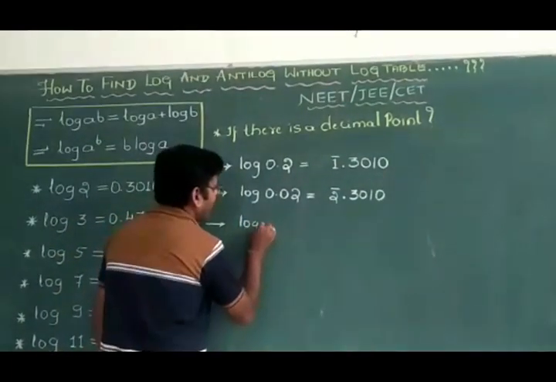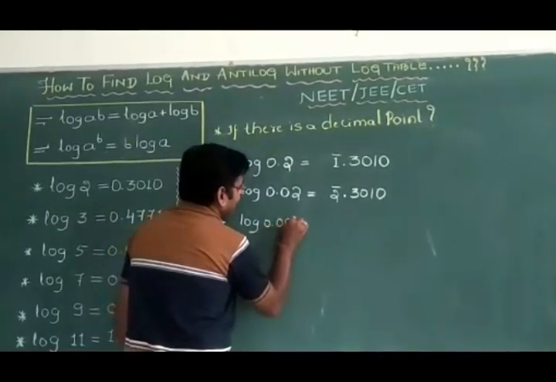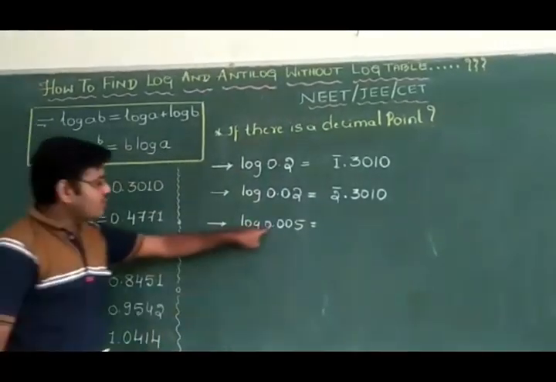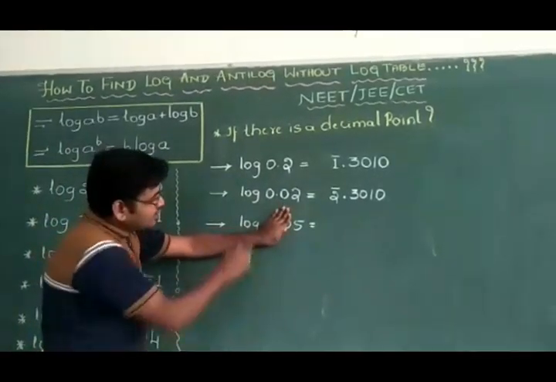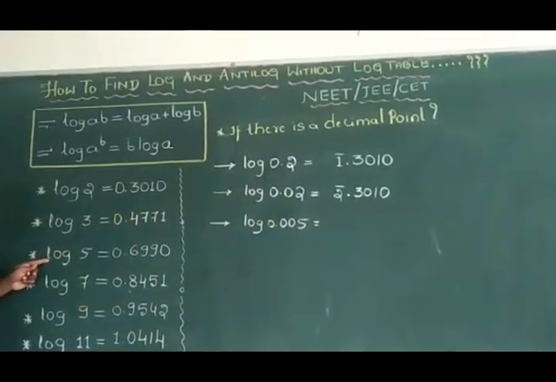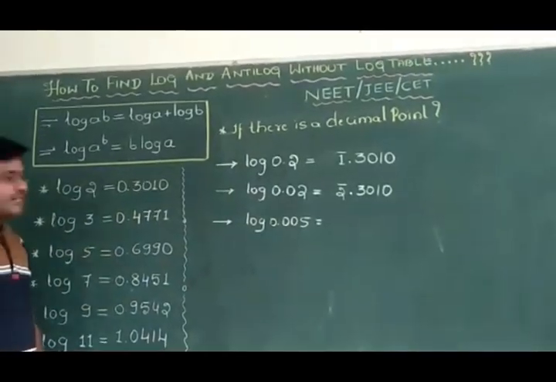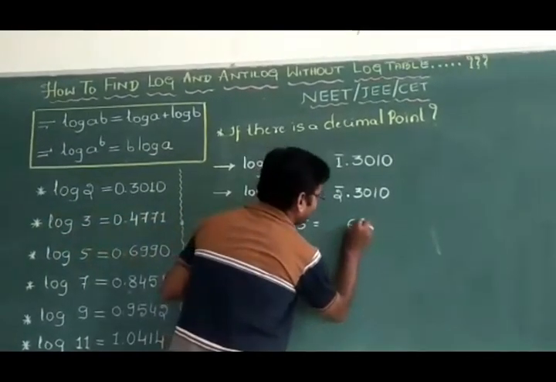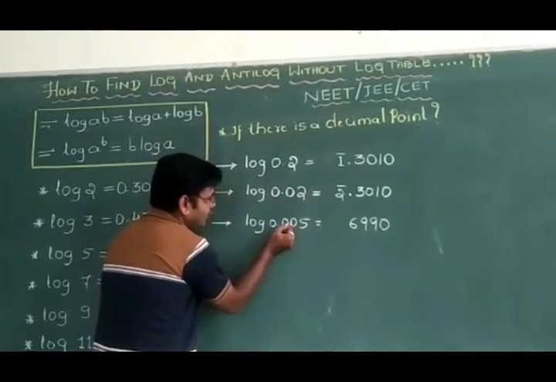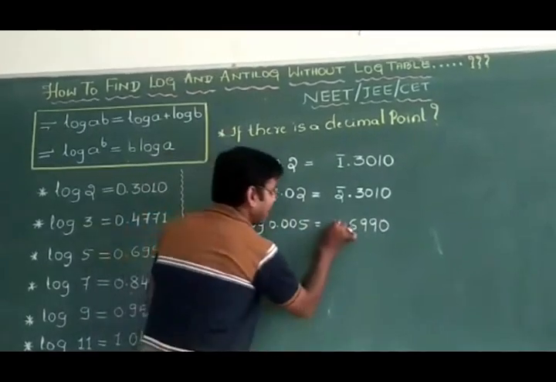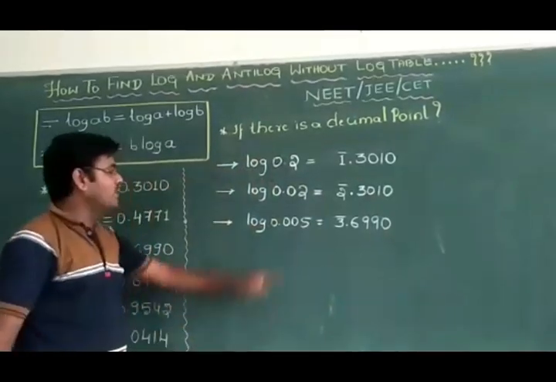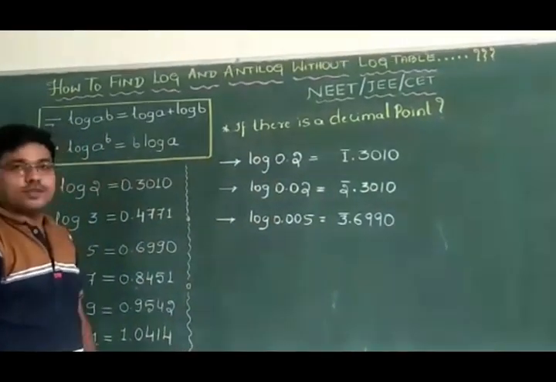Now similarly, let us take one more example, log 0.005. In this case, use the log 5 value. Already you know log 5 equals 0.6990. So let us write the 4-digit number 6990, and here the zeros are counted as 1, 2 and 3. So you write the characteristic bar 3: bar 3.6990. So this is the value of log 0.005.